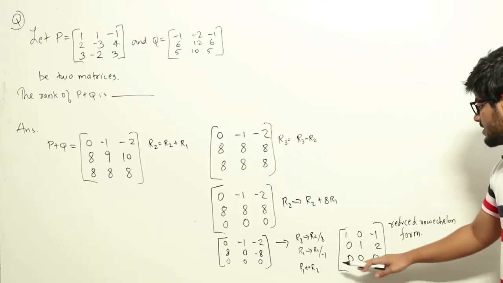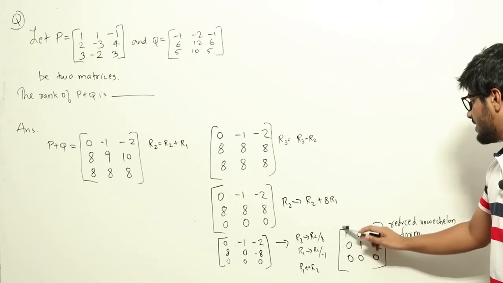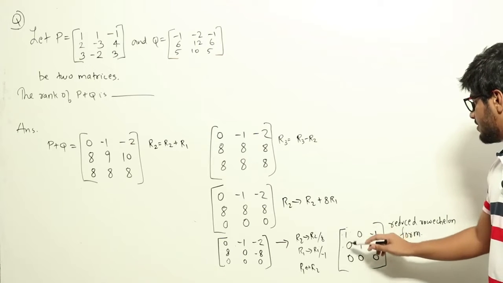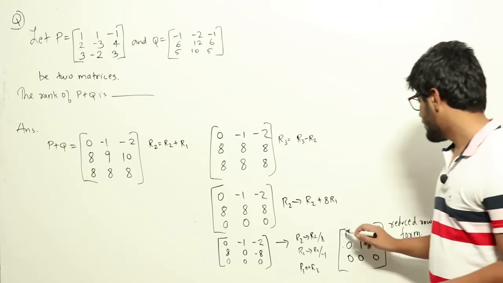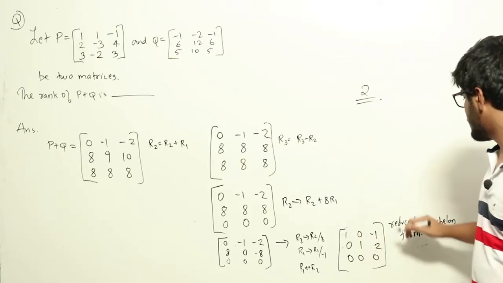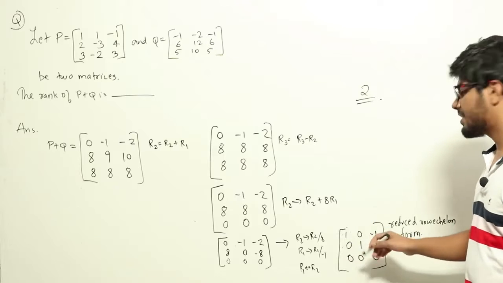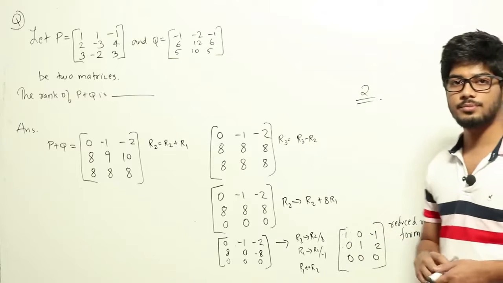This row has become 0, so it won't be considered in the rank, and these two vectors are linearly independent, so there are two linearly independent vectors in this matrix. So the rank of this one is 2. In reduced row echelon form, after removing all the rows which became 0, whatever is remaining, that is the rank. So this is 2.